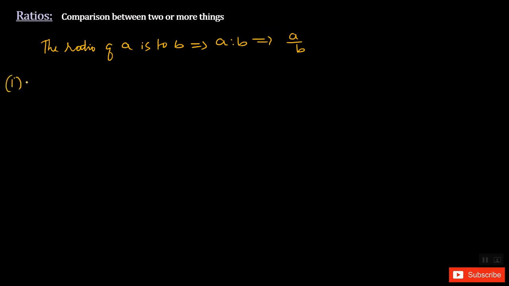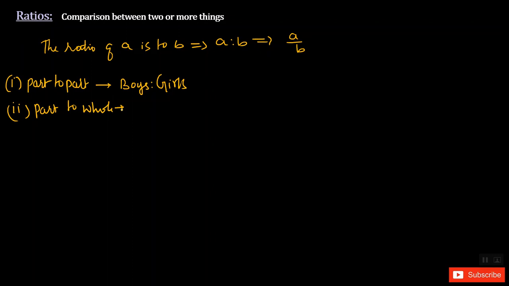The one is part to part. Example of this is the ratio of boys to girls in a class. Another type is part to whole, or I can also say part to total. Example, I can say boys to students. When I'm saying students, it means I'm considering the entire class, that is including both boys and girls. Let's take one example relating to this.